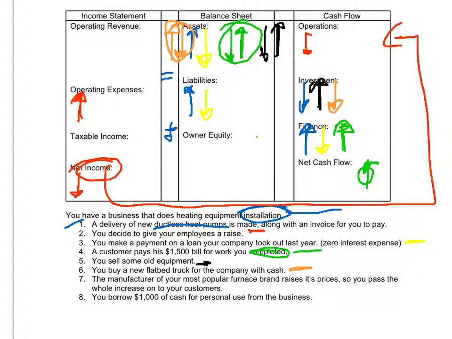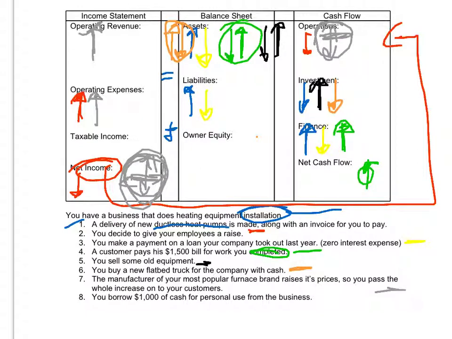And let's go ahead and switch over to light gray for question number 7. The manufacturer of your most popular furnace brand raises its prices, so you pass the whole increase on to your customers. So this one's kind of tricky. What you're seeing is an increase in expenses, and at the same time an increase in revenue. And what I'm guessing is this is kind of a push in net income. You could have an ambiguous effect, in which case whatever decision you made for net income, just make sure that it's reflected over here in cash from operations, and you should be A-okay.